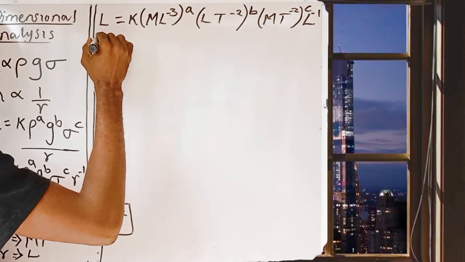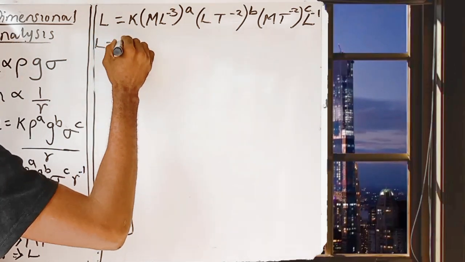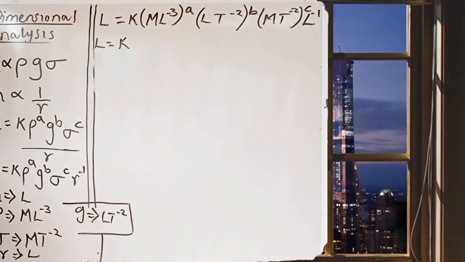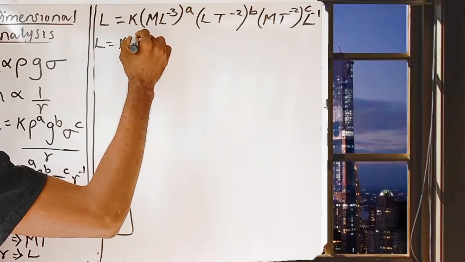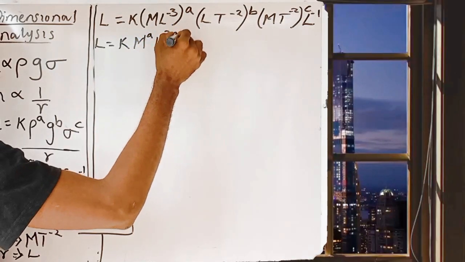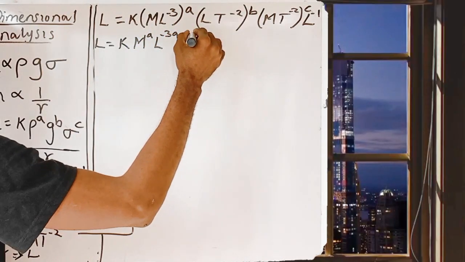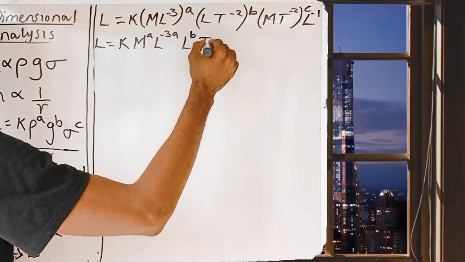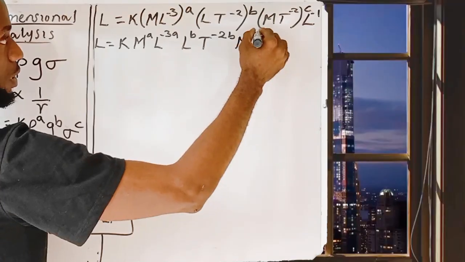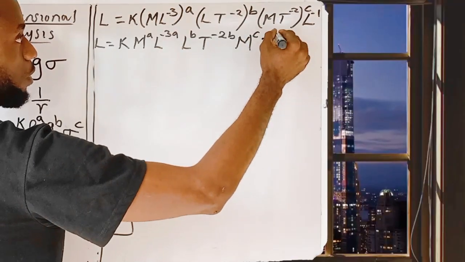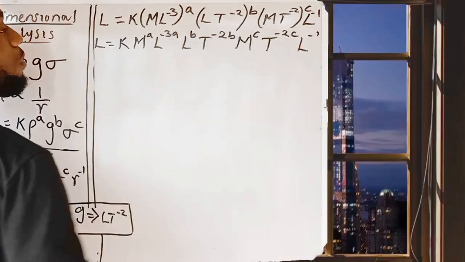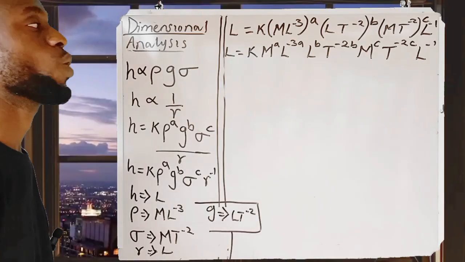So you know what we do next? We open up the brackets using the laws of indices. The powers will be multiplying the unit powers of the values in brackets. So M will now be raised to the power of A, L to the power of minus 3A, L will be raised to the power of B, T to the power of minus 2B, M to the power of C, and T to the power of minus 2C, and lastly L to the power of minus 1.